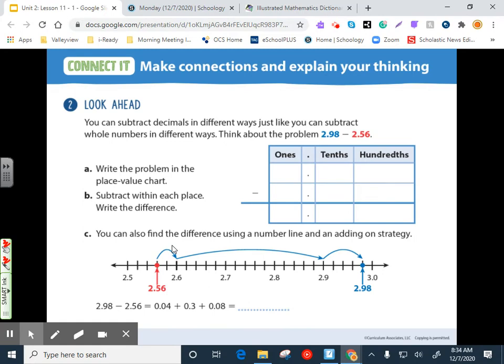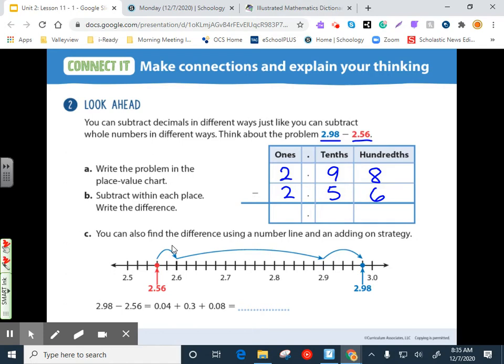Looking at this problem, you can subtract decimals in different ways, just like you can subtract whole numbers in different ways. So any strategy we go over with decimals is exactly the same for whole numbers. The only difference with decimals is aligning your numbers by place value, and we've got a place value chart here, which helps us with that. Write the problem in the place value chart. So 2 and 98 hundredths is our first number, so that goes up top. And our next number is 2 and 56 hundredths. And then we solve it.